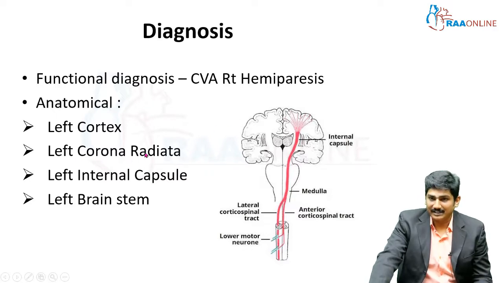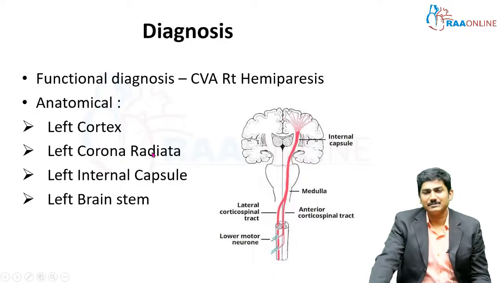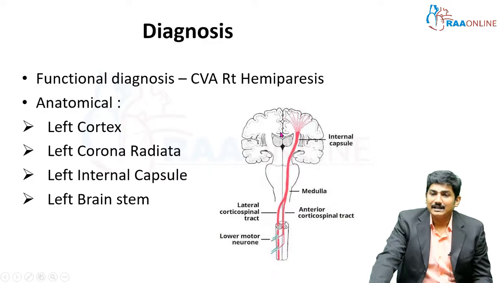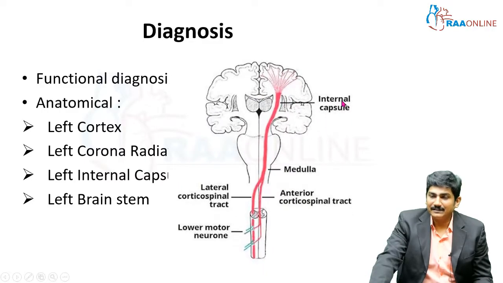Next is the corona radiata. How do we differentiate whether an ischemic stroke is in the left corona radiata or the left internal capsule? Kindly have a look at this diagram. At the level of the internal capsule, the nerve fibers are densely packed. So any small ischemic lesion in this area is going to involve both the upper and lower limb fibers equally. Equal involvement is otherwise called dense hemiparesis. The term dense actually means equal involvement of upper and lower limb, not the severity, right?